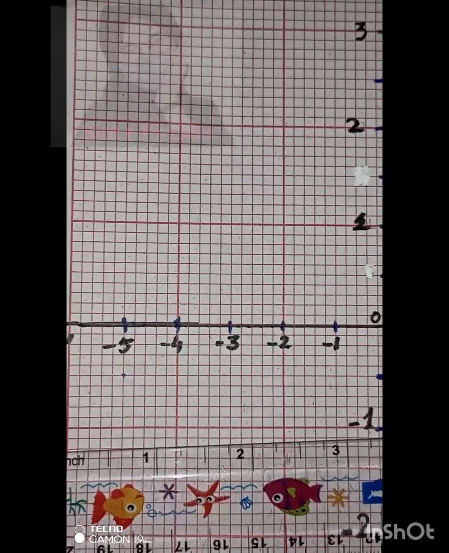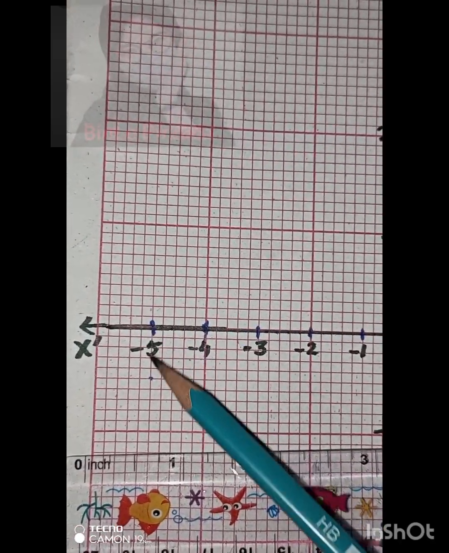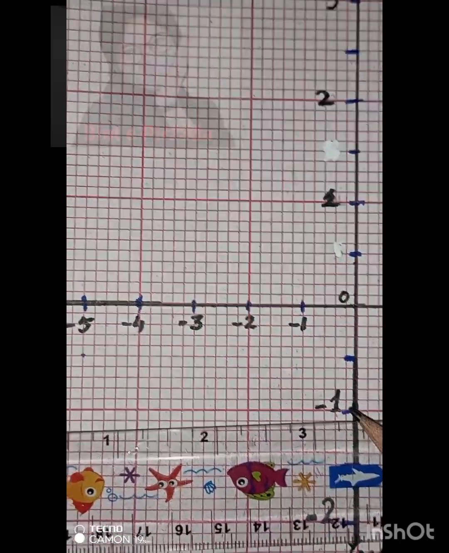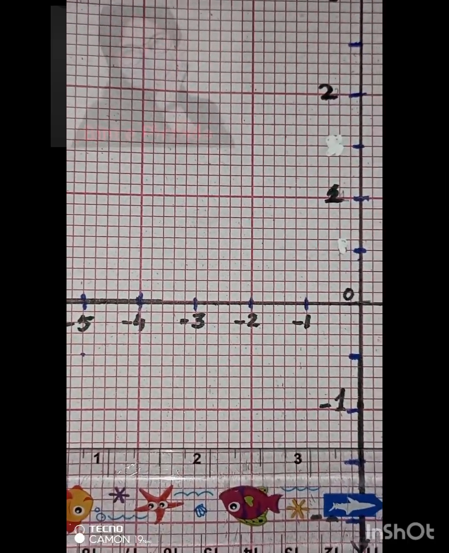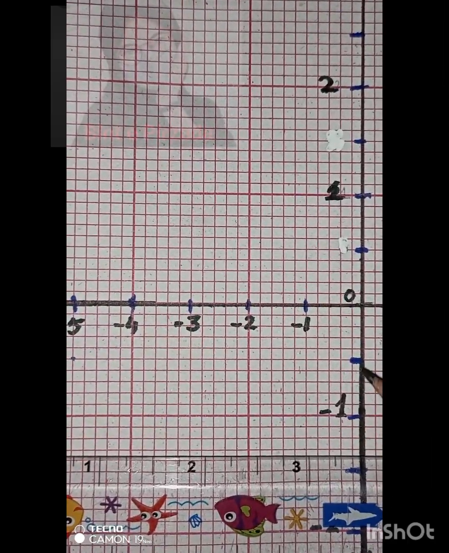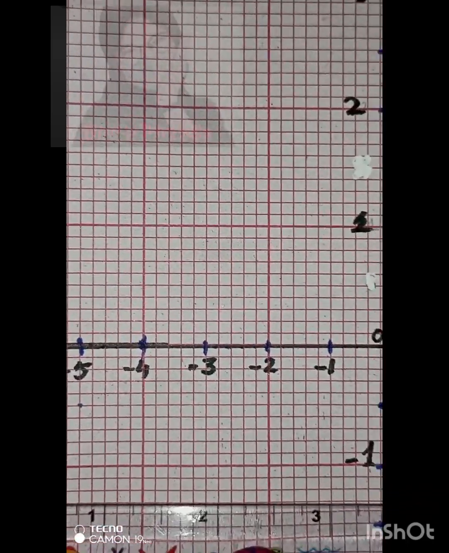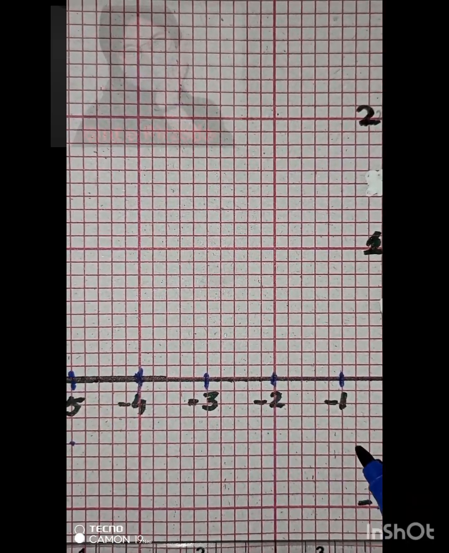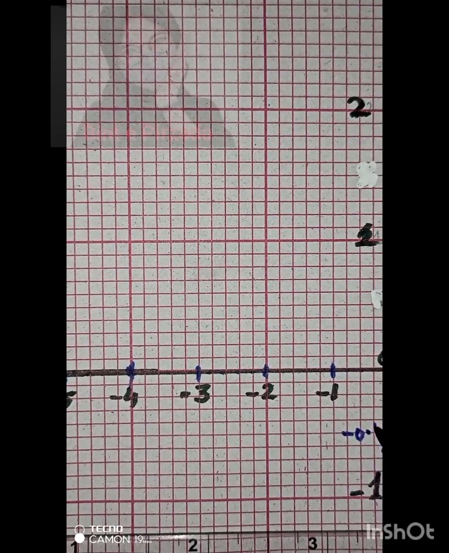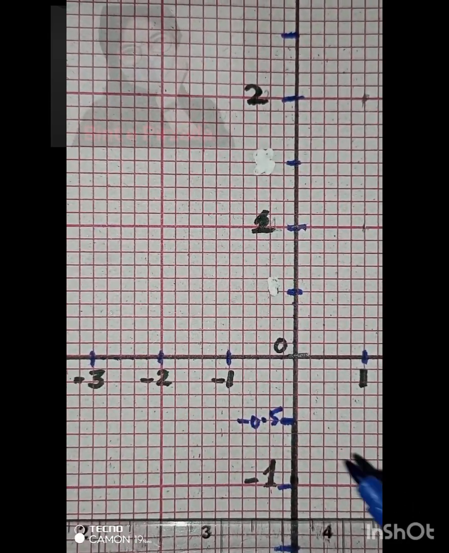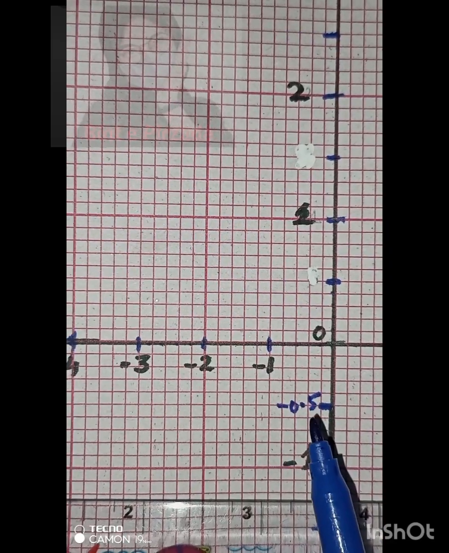Now we will plot the points. Our first ordered pair is -5, -0.5. See, this is x = -5 and this is -1, and -0.5 will be between 0 and -1. So this is the mid of 0 and -1. So this is -0.5. Just between 0 and -1, this is -0.5.